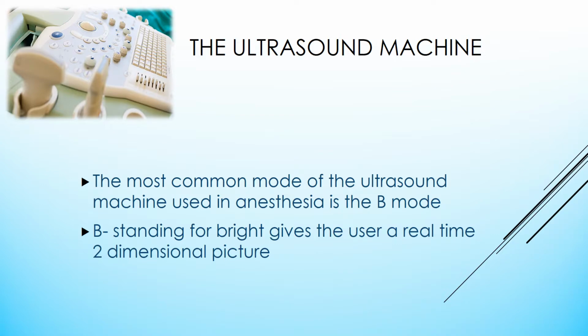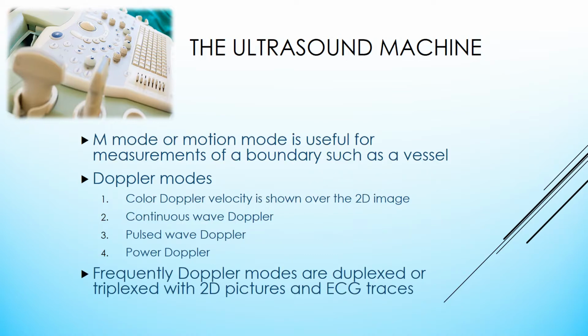The most common mode of the ultrasound machine used in anesthesia is the B mode. B standing for brightness gives the user a real-time two-dimensional picture. M mode or motion mode is useful for measurements of boundaries such as vessels. M mode uses one crystal to send impulses.